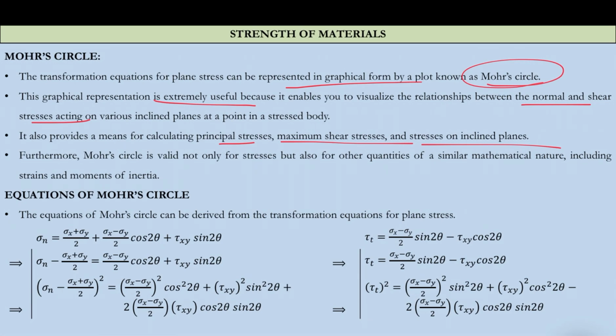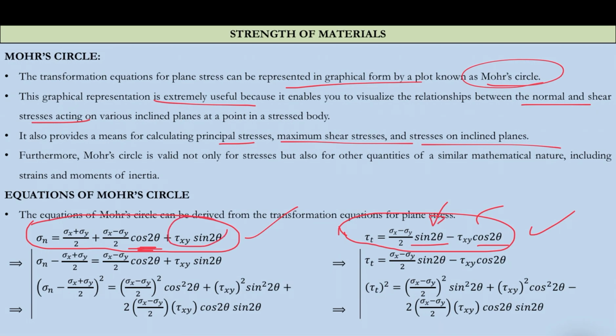For deriving the circle, we are going to use the transformation equation for normal stress and the transformation equation for shear stress on any given plane theta. This was the equation we had. We have observed that the sine 2 theta and cos 2 theta terms appear swapped between the two equations: whatever multiplies cos 2 theta in one multiplies sine 2 theta in the other. So if we square them and add them, sine square 2 theta plus cos square 2 theta will become 1.